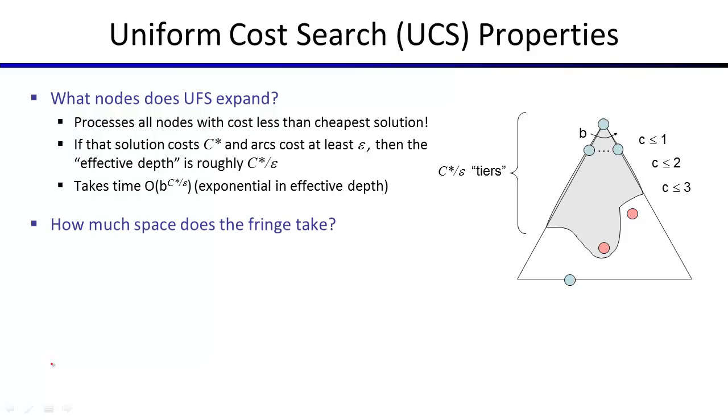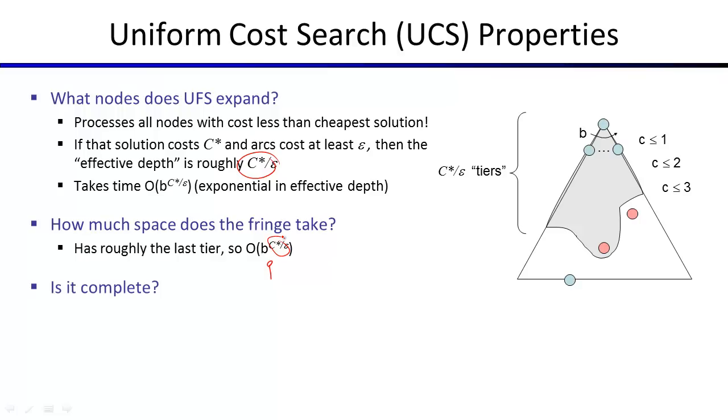How much space does the fringe take as we do this search? Well, this is a lot like breadth first search, right? We're effectively keeping everything on the fringe that has a low cost so far. So worst case, just like breadth first search, is B to the effective depth in terms of memory complexity. Same reasoning there, that could be sitting on the fringe right before we declare success. Again, C star over epsilon is the effective depth of our search.